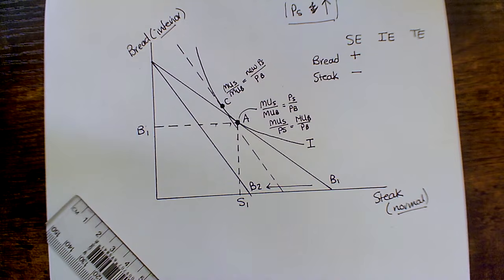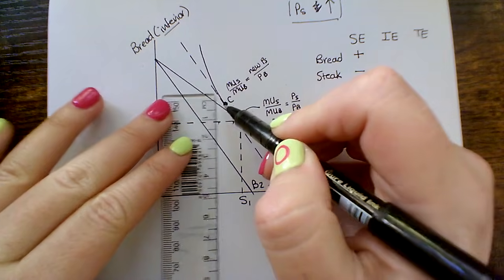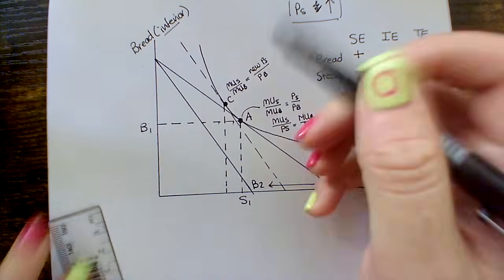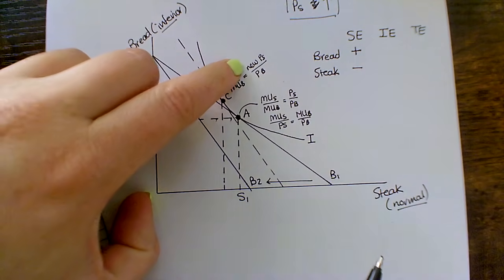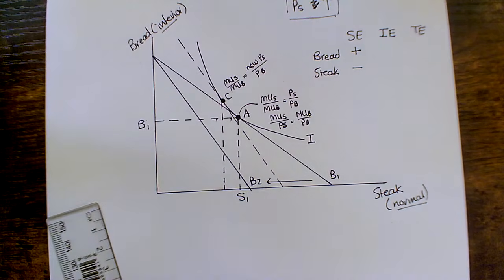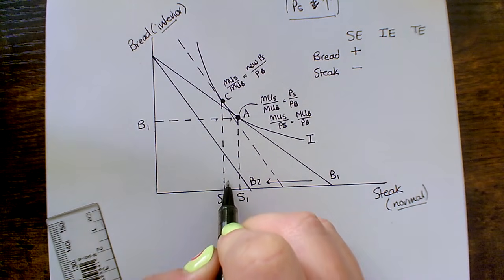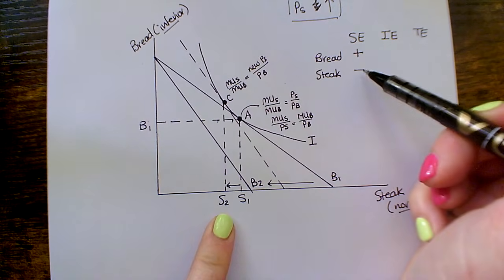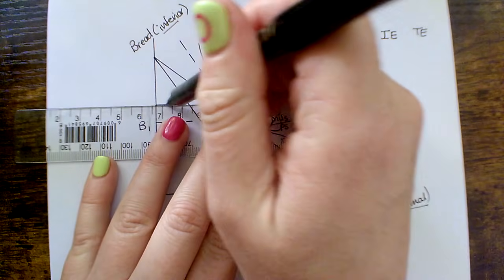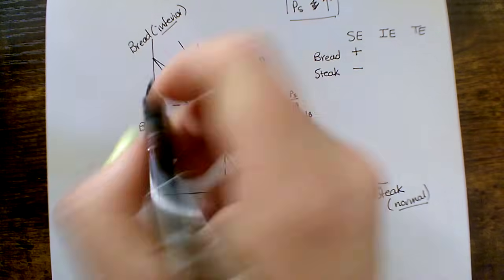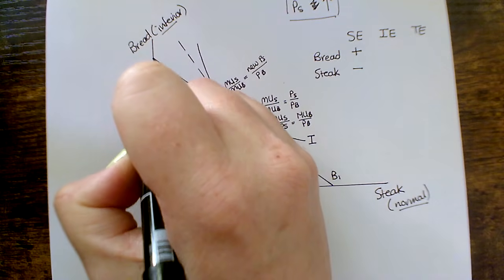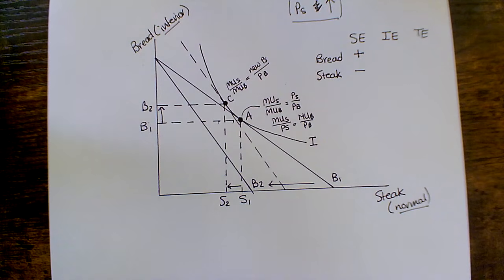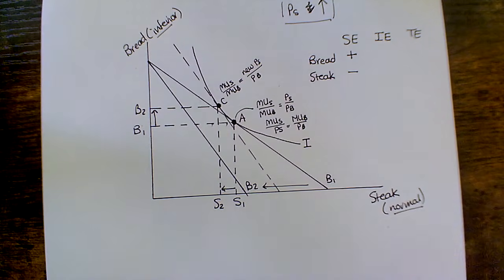It's holding utility constant, but it is changing the consumption of bread and steak so as to make the willingness to trade equal to the rate at which the consumer has to trade. So this is the substitution effect for steak, which is negative. And this is the substitution effect for bread, which is positive. So the graph agrees with my reasoning.